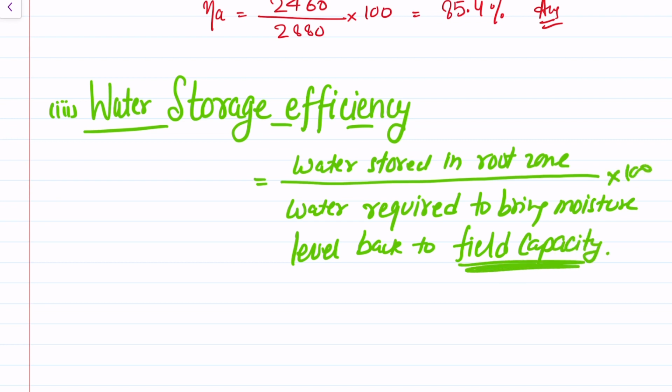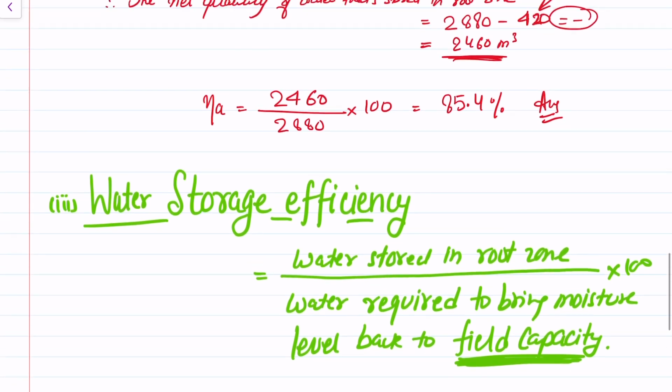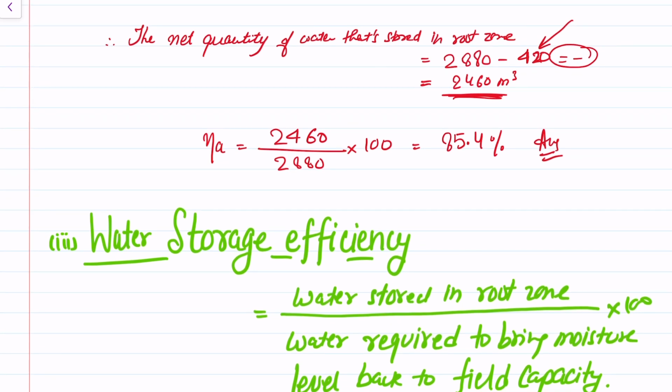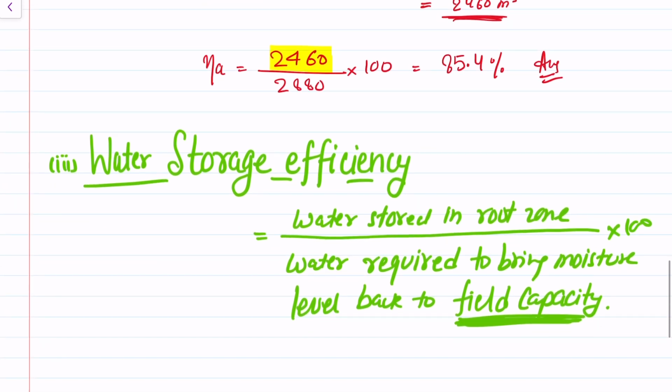We have discussed what the term field capacity means, so it's very important. If you know all these technical terms, it becomes easy for us to interpret the values that are given to us. So, water stored in the root zone: we have found it in the previous part. And we need to understand what is the water required to bring moisture content back to its field capacity. For that, you should have a clear understanding of all the moisture levels in the soil that we have discussed in the previous lectures.